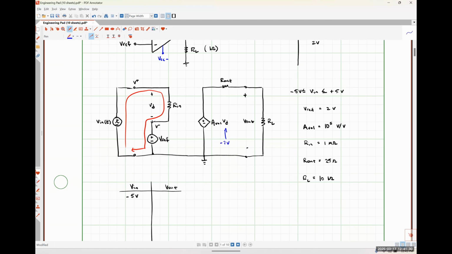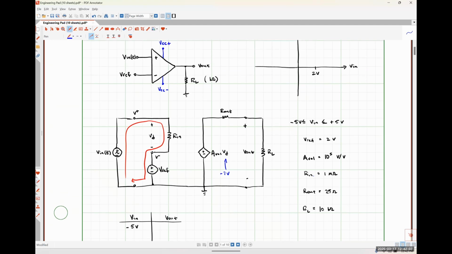Our open loop gain is 10 to the 5, so that means that we would have supposedly negative 700,000 volts. We know that's not actually true, right? And then that negative 700,000 volts would essentially be split between R out and RL. Since R out is so much greater than RL, we know that the voltage drop across RL will be approximately negative 700,000 volts, which would actually saturate to what?